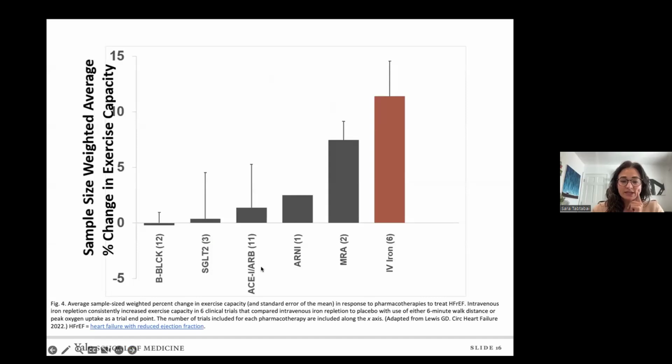And then this panel is actually very interesting. This is a graph that looks at the baseline components of our guideline-directed medical therapy pillars of treatment for heart failure. Along the bottom, you can see beta blockers, SGLT2, ACE inhibitor, ARNI, MRA. And then all the way to the right here, we see IV iron. This is showing us the weighted average percent change in exercise capacity with any of these treatments. You can see IV iron has been shown across 6 studies to have a very significant and higher improvement compared to those other therapies in improving exercise capacity. So it's a very important measure to identify and treat.